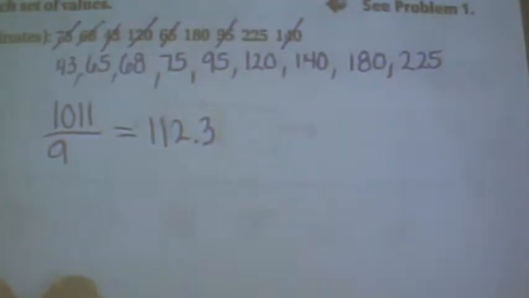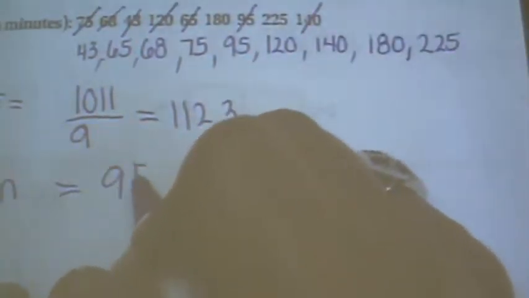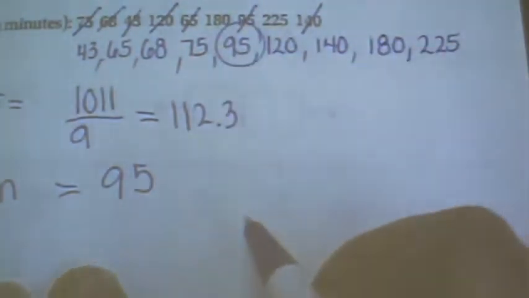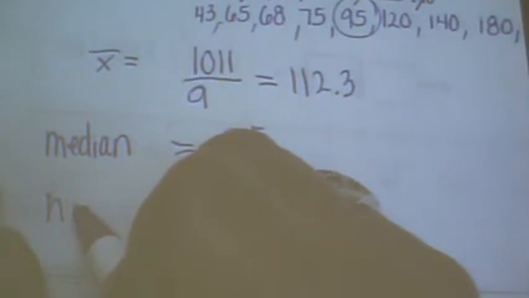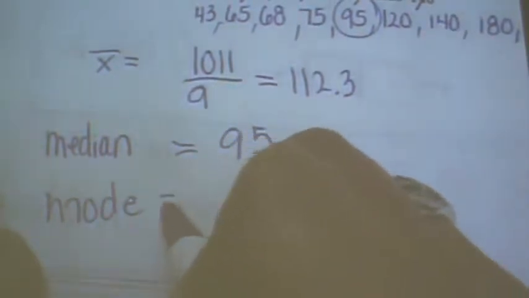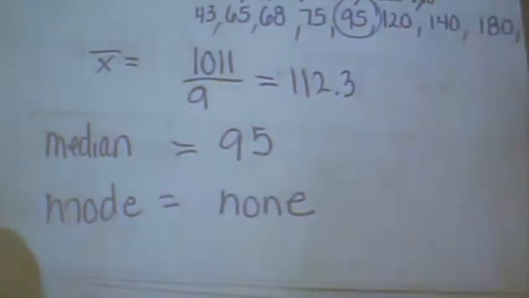How do you find the median? Well, since there's 9, it is odd. Which number is going to be your middle number? Not that one, not that one, not that one, not that one, but 95. If there's no repeating numbers, is there a mode? Right. In this case, there's no mode. We see none. Okay? Next.